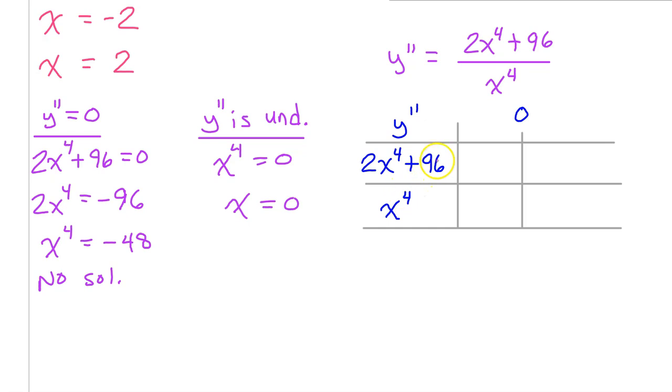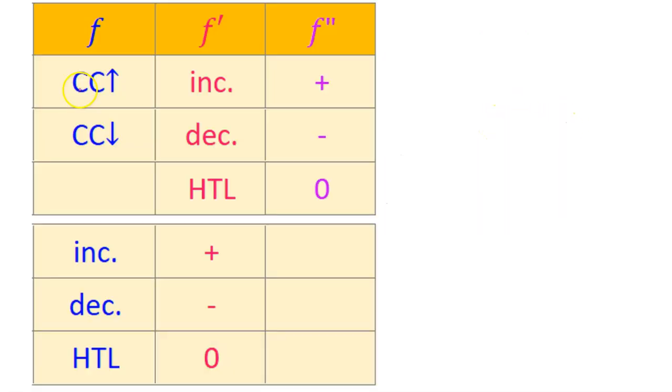We need to decide whether each one of these factors is positive or negative in each interval. As we discussed earlier, this first factor is always positive. It will never be less than 96. So it'll be positive in both intervals. And here we have x raised to an even power. So that will be positive in both intervals as well. Obviously, that means that y double prime is positive in both of these intervals.